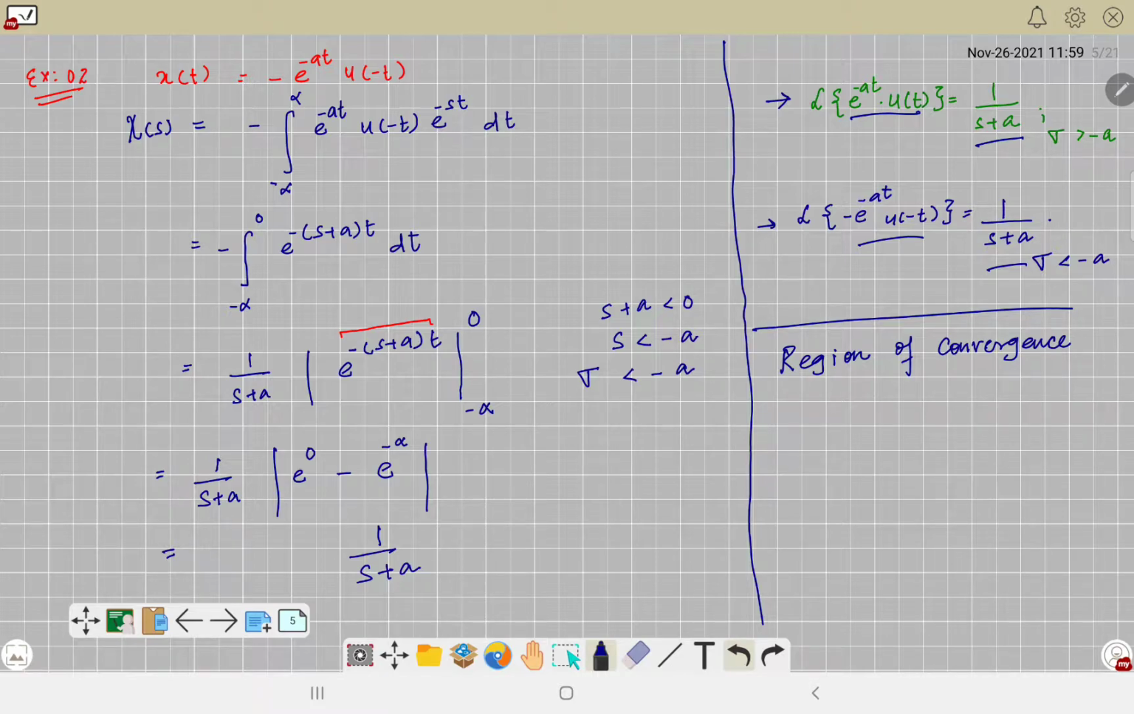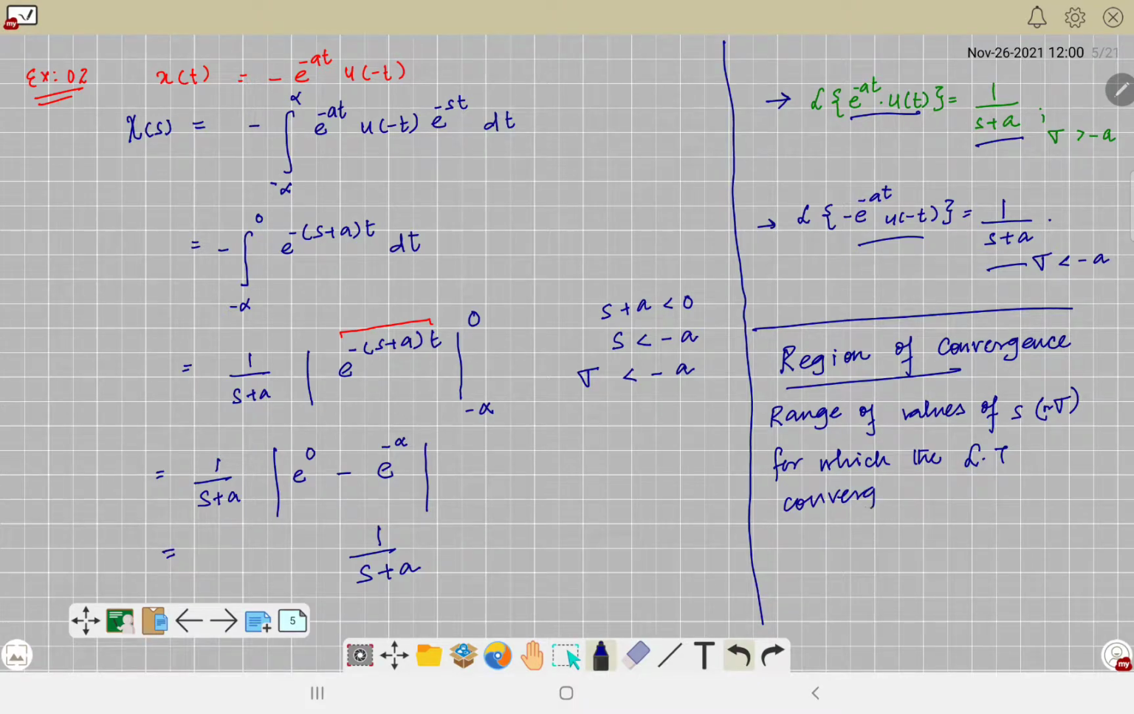Right? So how we define region of convergence is that it is basically the range of values of s, or you can say sigma in this case, or real part of s, whichever way you want to put it. So the range of values of s for which the Laplace transform converges is referred to as the region of convergence, right?